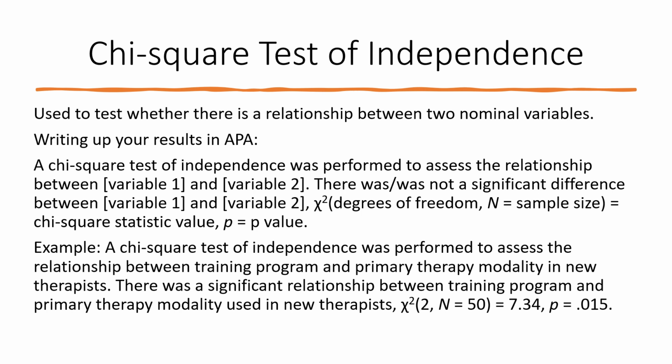And the example given here says a chi-square test of independence was performed to assess the relationship between training program and primary therapy modality in new therapists. There was a significant relationship between training program and primary therapy modality used in new therapists, followed by the chi-square statistics.